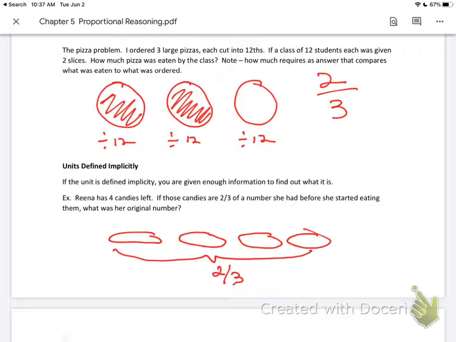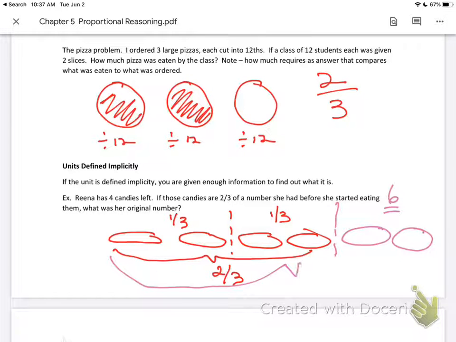Well, if you divide this in half, then this would be 1/3 and this would be 1/3. So then I know that to get back to the original, I have to add another 1/3. So I must have had 2, 4, 6 candies before I started. Okay, so that's how you would do that. You would work down to 1/3 and then triple that so that you had 3/3 again. So here would be 3/3, and that would be 6 candies.